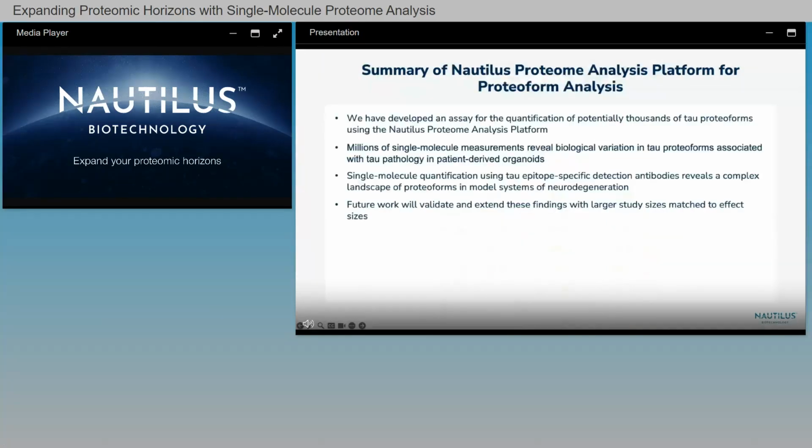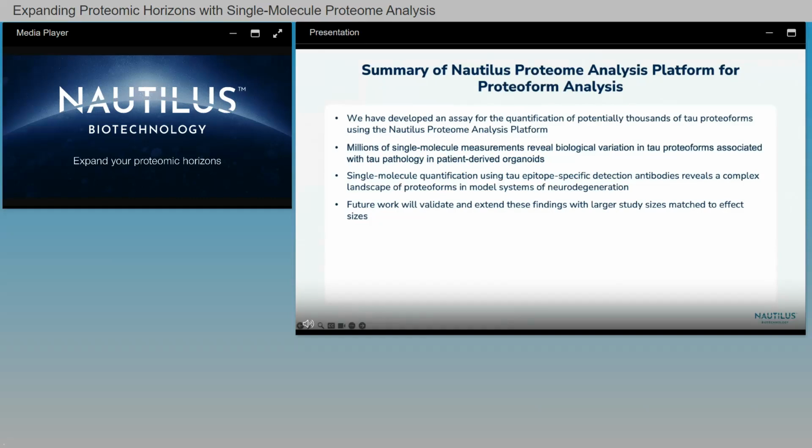So I'm going to just wrap up now. We have developed an assay for the quantification of potentially thousands of tau proteoforms using the platform. These millions of single molecule measurements suggest that there is exciting biological variation associated with tau pathology and across different model systems and in temporal response. This was enabled by single molecule quantification using tau epitope-specific affinity reagents.